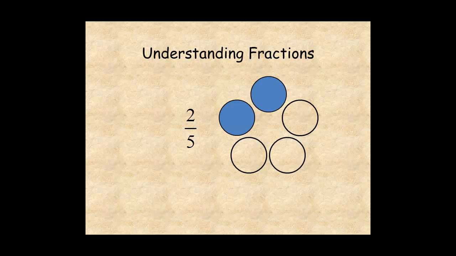Given a fraction, you need to be able to draw a model using shaded parts. For this example, 5 is the denominator, so there are 5 circles. Since 2 is the numerator, 2 of the circles are shaded.